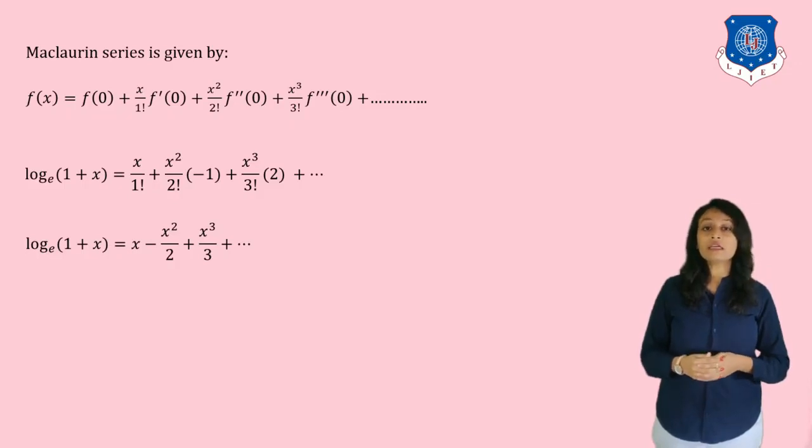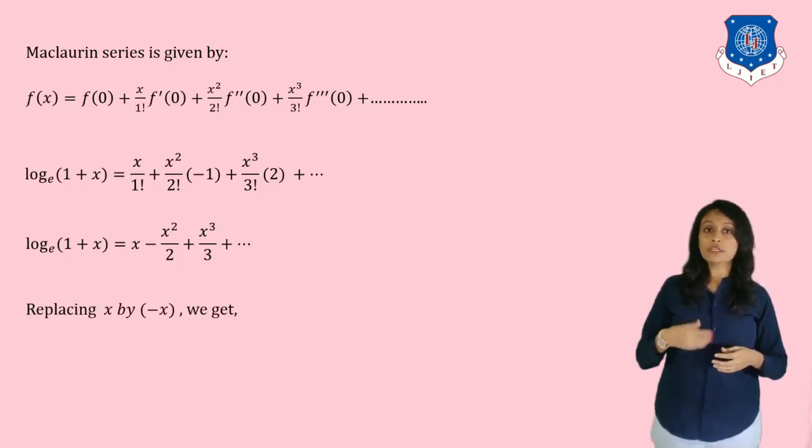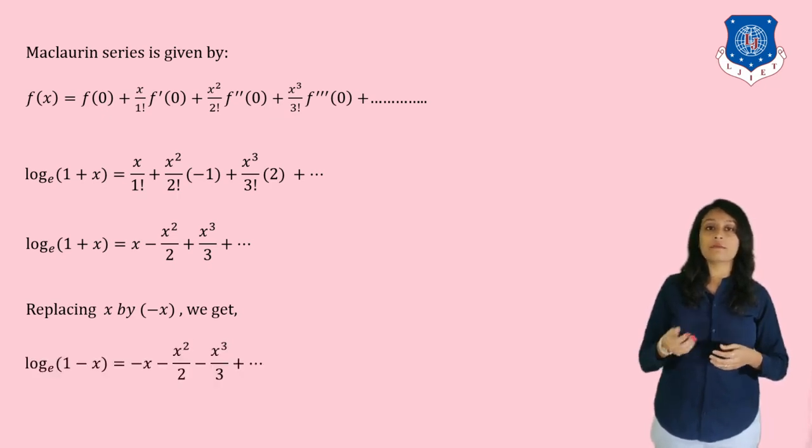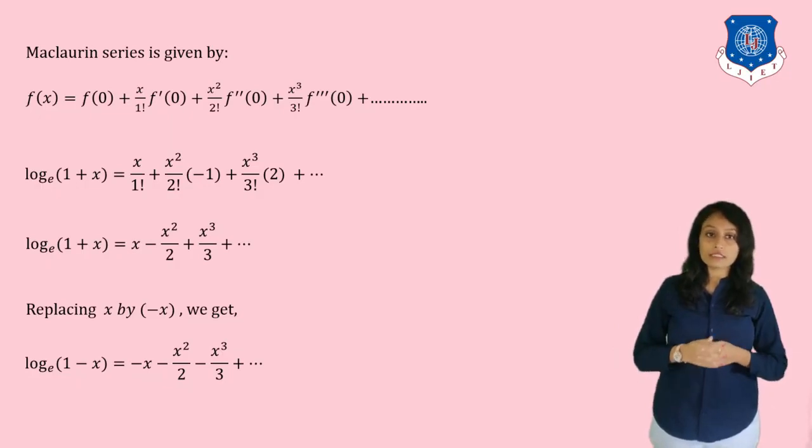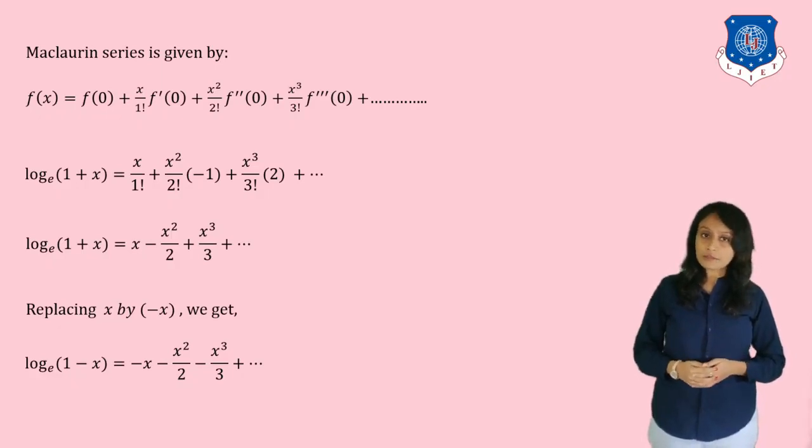Now we have to find the Maclaurin series of log(1 - x), but we will not find its derivatives. We will write it down directly by substituting x by minus x. Replace x by minus x, and you will get the Maclaurin series of log(1 - x), which is minus x minus x²/2 minus x³/3 and so on.